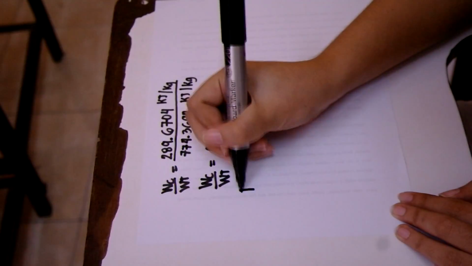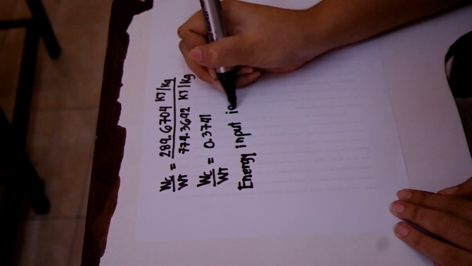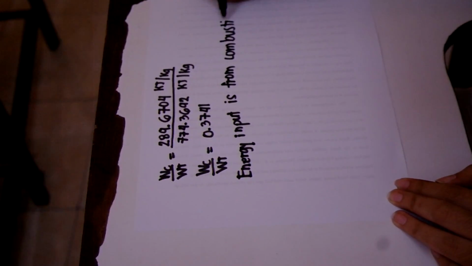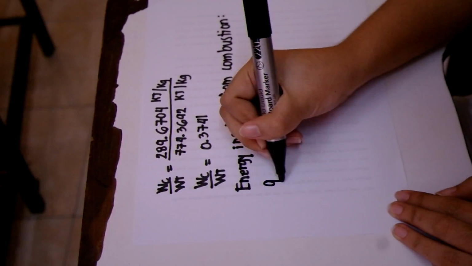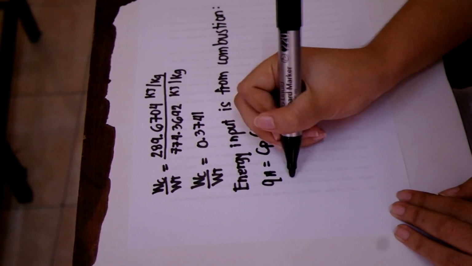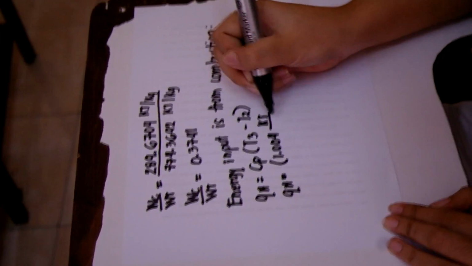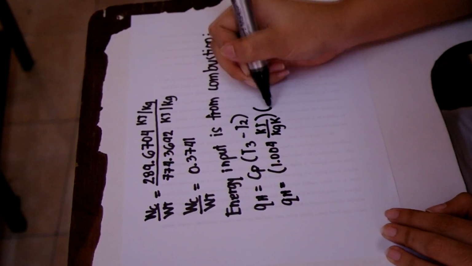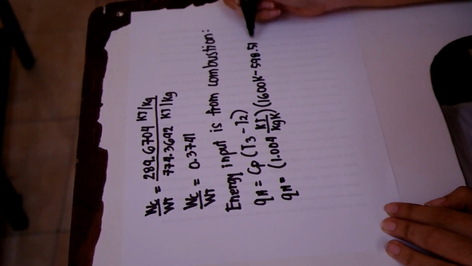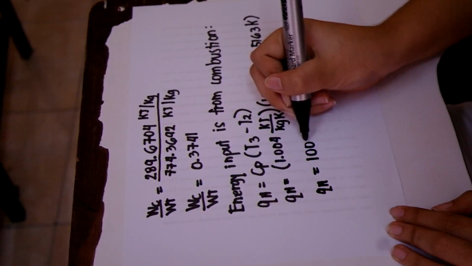Therefore, the fraction of the turbine output required to drive the compressor is 0.3741. Then, energy input is from combustion. The formula will be Q sub H is equal to Cp times the quantity T3 minus T2. Substituting the given to the formula, 1.004 kJ per kilogram Kelvin times the quantity 1600 Kelvin minus 598.5163 Kelvin.